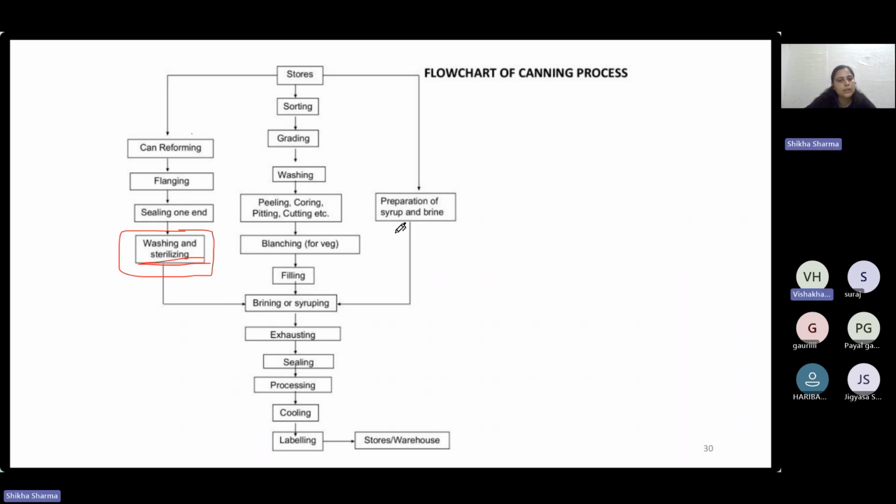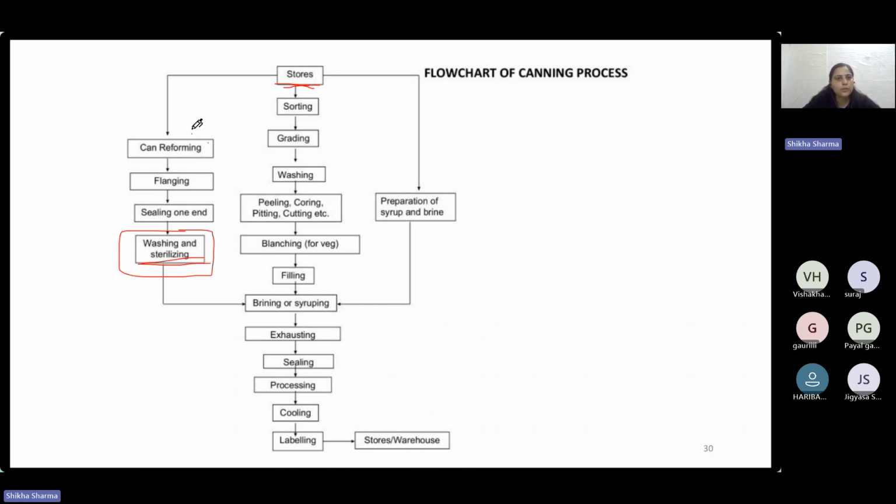That's the basic. Okay, sorry, I had a little confusion about whether cans will be sterilized or not. Thank you for asking. Thank you, ma'am. Okay, thank you.